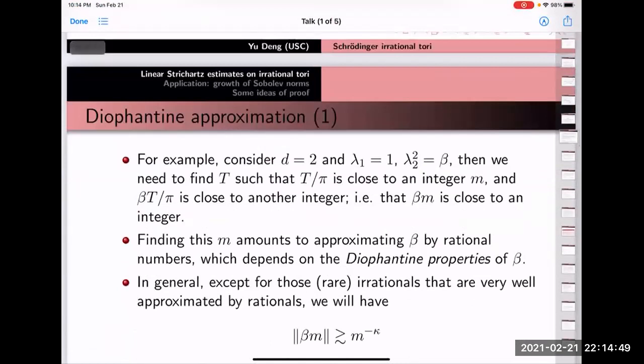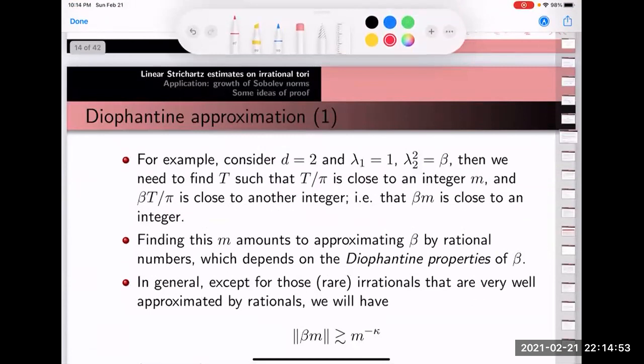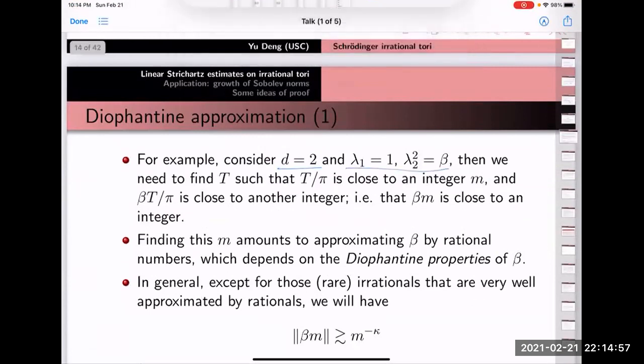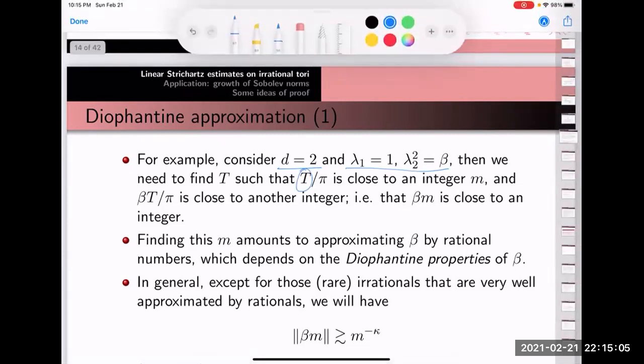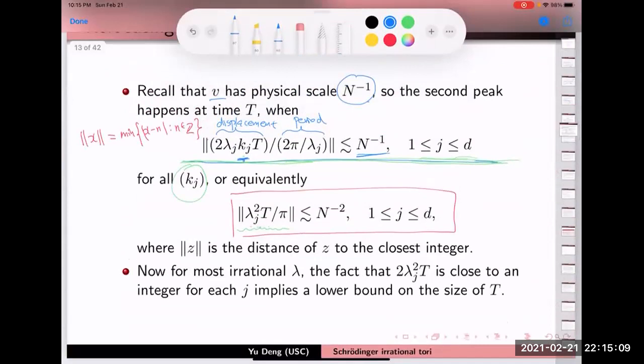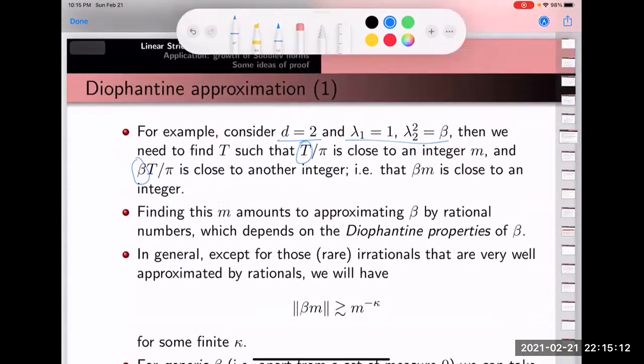Okay, so let's say in the simple case d equals 2, lambda 1 equals 1 and lambda 2 squared equals beta, where beta is a real number. Then we need to find t such that t over pi is close to an integer, and moreover beta t, so lambda 1 squared t and lambda 2 squared t, both have to be close to integers. Let's say t is close to an integer m and beta t is close to an integer, that means beta m is close to an integer. The point here is that it is known in Diophantine approximation that unless beta is very, very well approximated by rationals, if m is an integer and beta m is close to an integer, then m must have a lower bound. m cannot be too small, and the lower bound depends on the distance of beta m to the nearest integer.